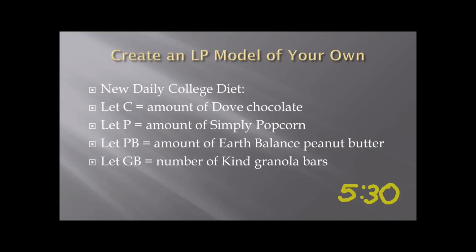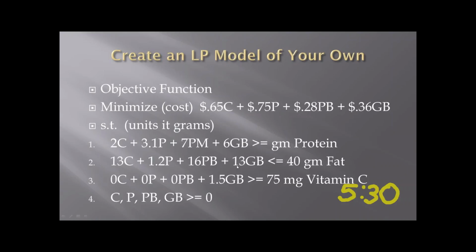So with this college diet, I have a new college diet here. We're going to eat nothing but Dove chocolate, popcorn, Earth Balance peanut butter, and Kind granola bars. The first thing I have to do is say, I don't want to write that out every time I put it into my formula, so I'm going to call C for the chocolate, P for the popcorn, PB for the peanut butter, and GB for the granola bars. So I've defined my variables, number one.